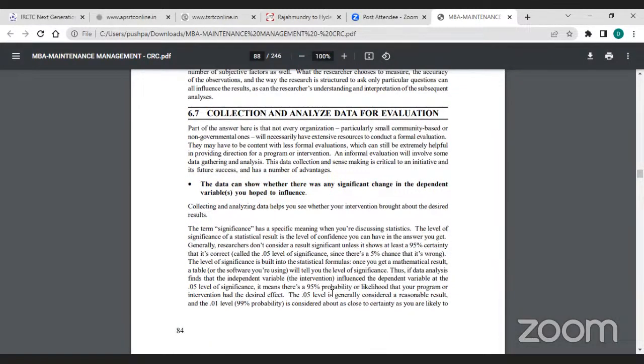So collection and data analysis for evaluation. So how is the data evaluated? Whenever we are collecting the data, we will try to collect either in the qualitative form or in the quantitative form. And this data may be primary data or secondary data. So what is primary data? The primary data is the first-hand information that you are collecting for the purpose of analysis. If these data are already published and used for a secondary purpose, then it is known as secondary data. So how is the primary data collected?